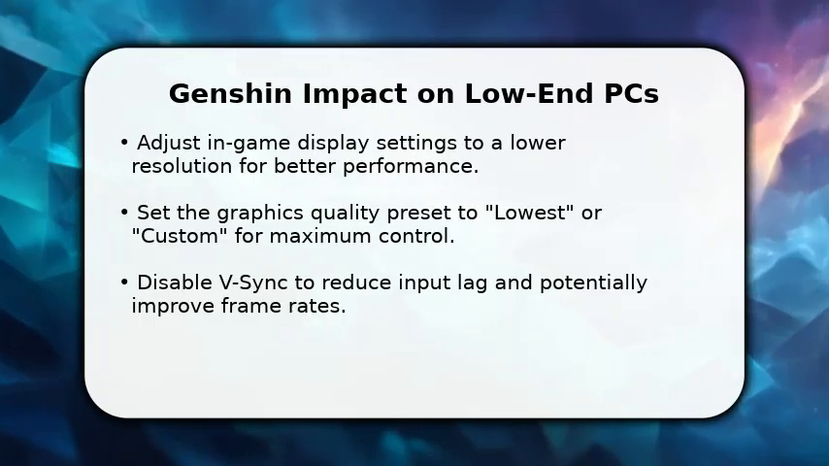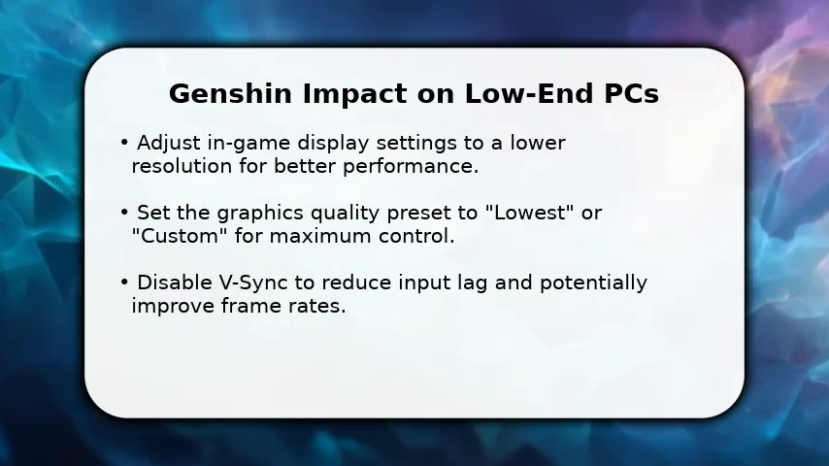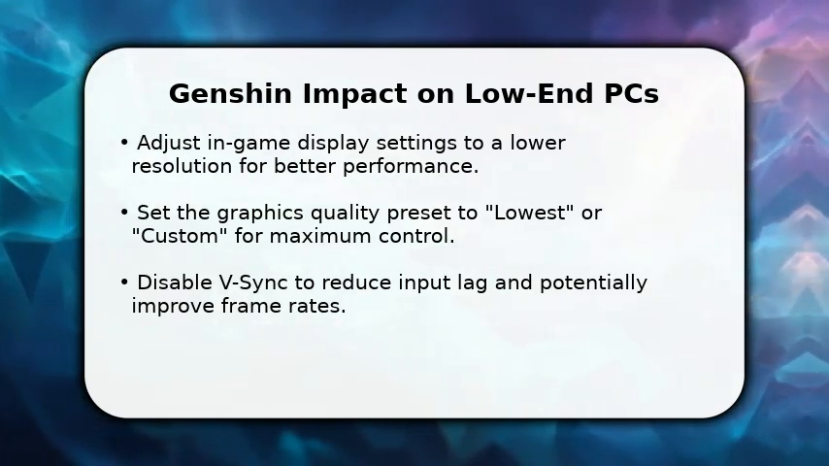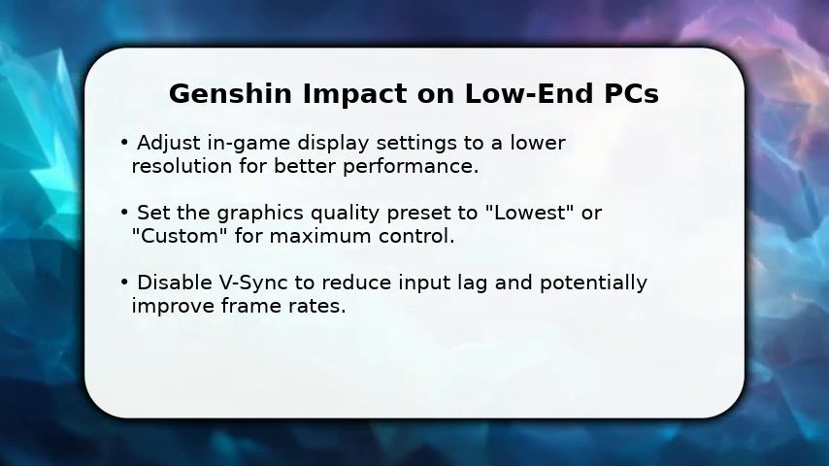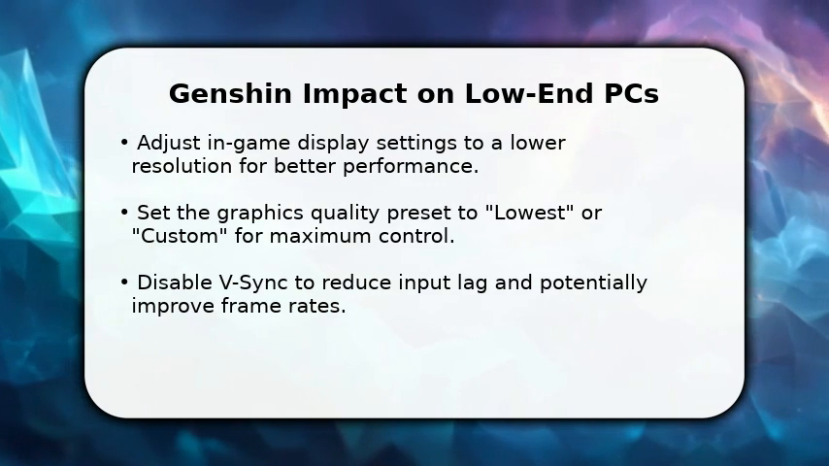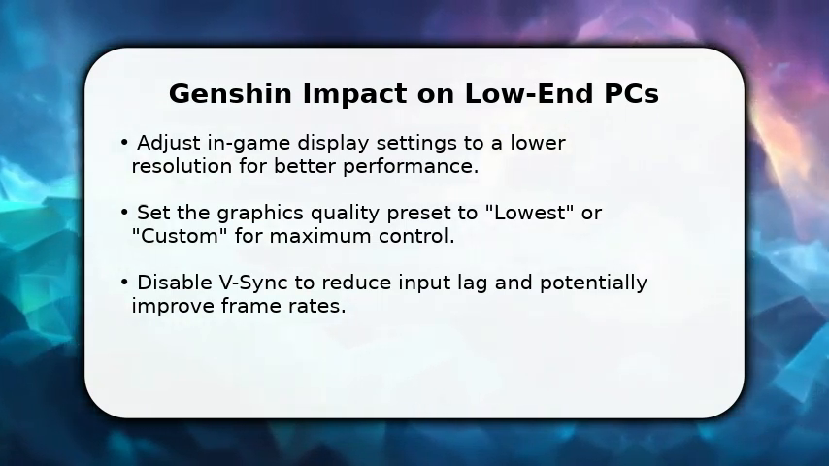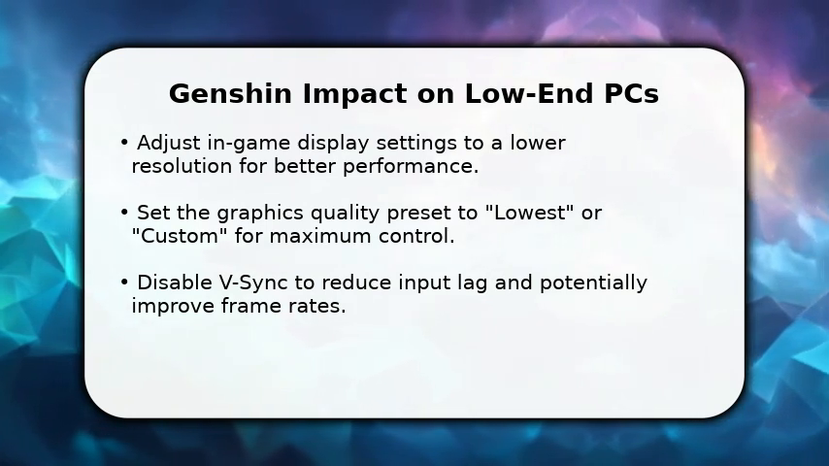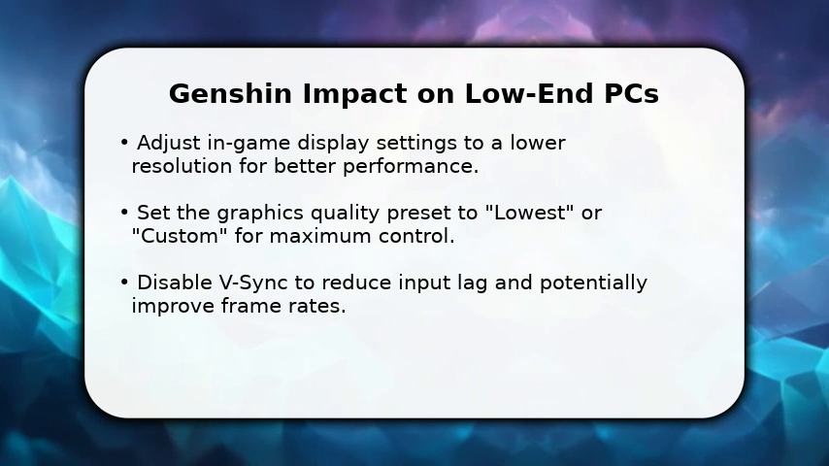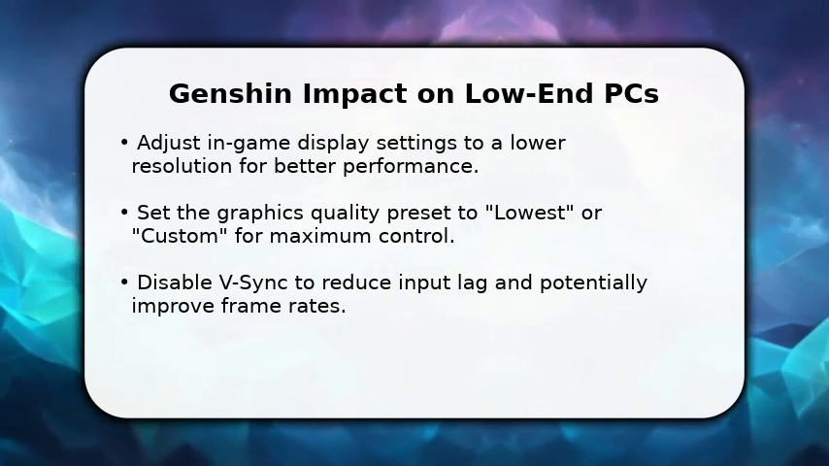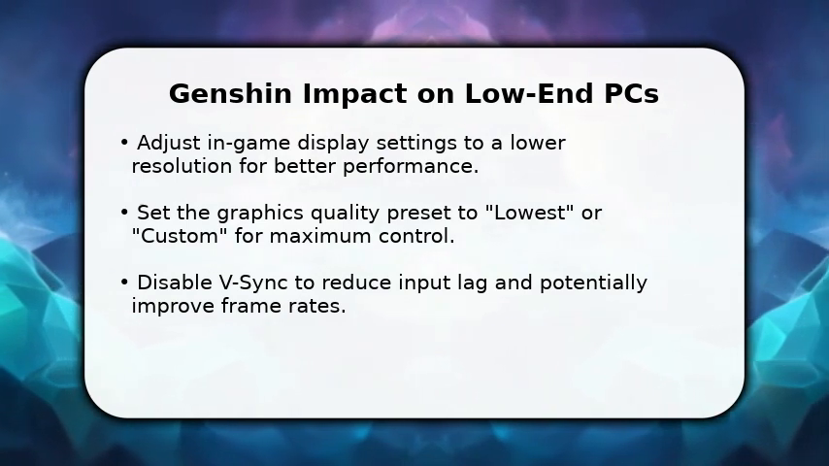In this video, I will explain how to play Genshin Impact on low-end PCs. First, open the in-game settings menu and navigate to the Display tab. Here, you should immediately lower your screen resolution to something like 1280 by 720 pixels, or even 1024 by 768. Next, set the overall graphics quality preset to lowest to establish a baseline. Finally, turn off VSync to potentially gain a few extra frames per second.